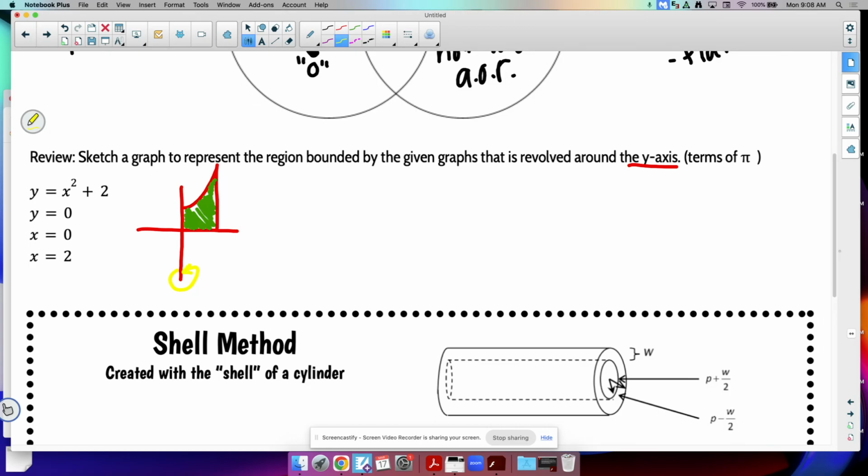So if we are revolving it around the y-axis, which way does this line need to go? Up and down or side to side? Side to side. So does anyone see the tricky part about this problem specifically? We have to be in terms of y, and what else? It's curved. It's a curve. Is it curved the whole way?